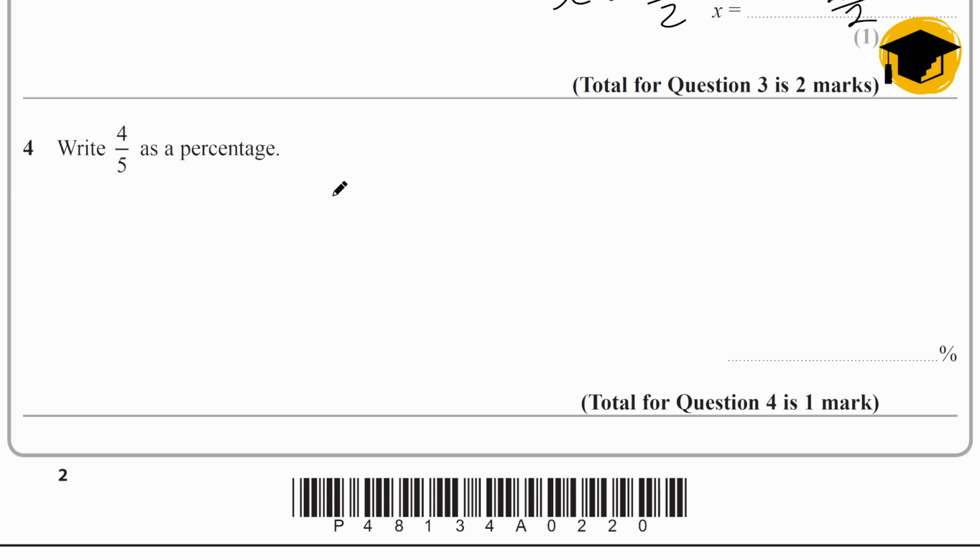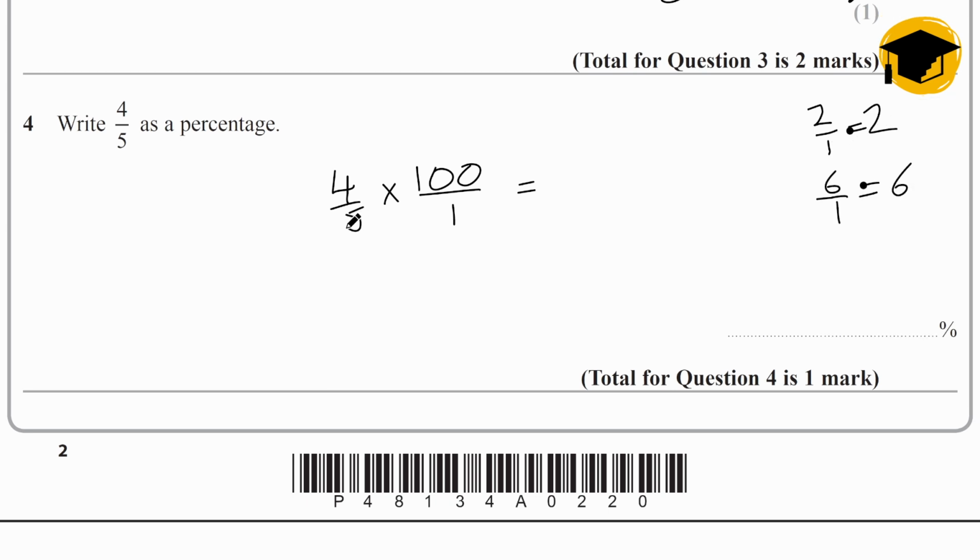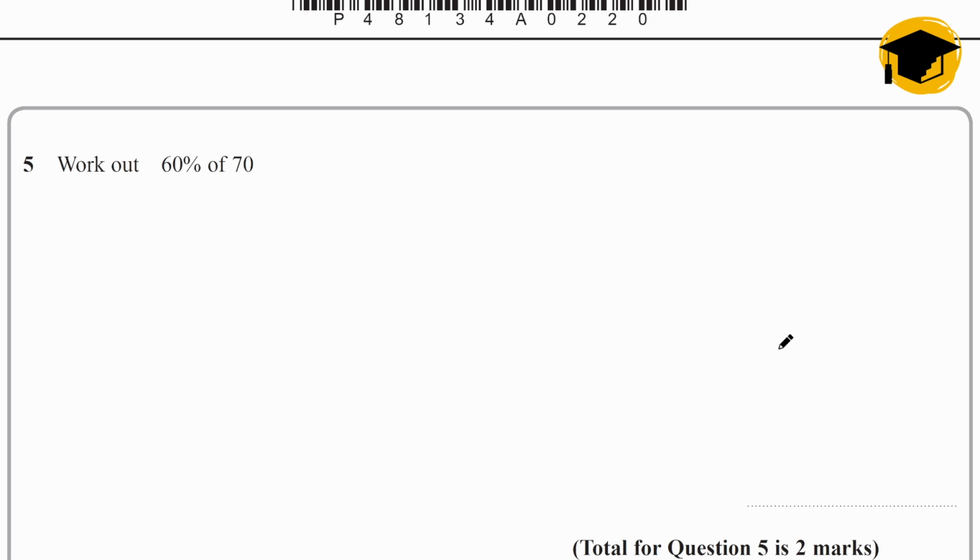Next question. Write 4 over 5 as a percentage. So what I'm going to do here is times by 100. If nothing's written, that's the same as saying divide by 1. So I can use the cross method here. So how many 5s go into 5? Once. How many 5s go into 100? That goes 20 times. 4 times 20 is 80. Anything divided by 1 is itself. Final answer is 80. Next question.